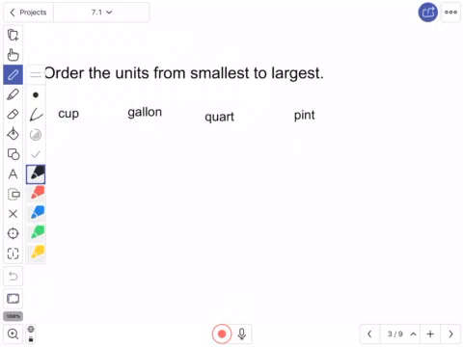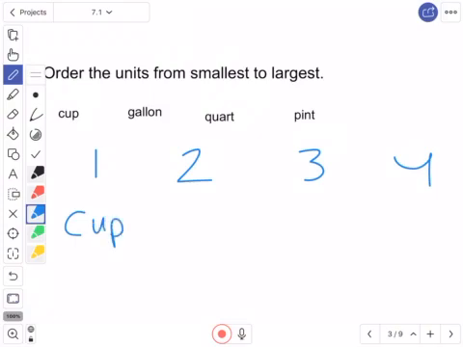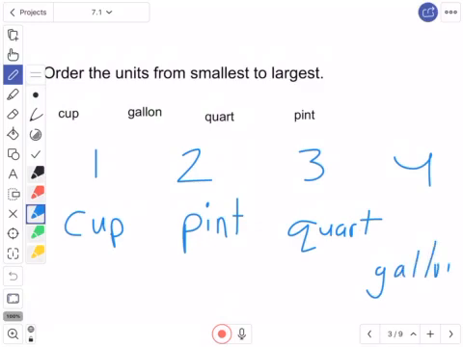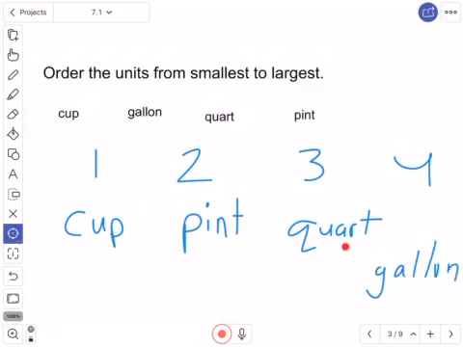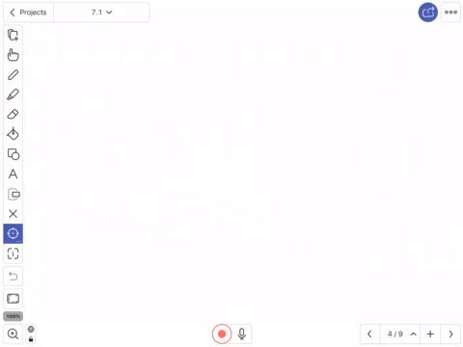Okay, so in your head, you're thinking, hopefully you can even say it out loud to your iPad. Maybe I can hear you. I really can't, but we're going to have 4 spots: first, second, third, fourth. We're going from smallest to largest. Number 1 is cup. Cup is the smallest of these. Then it comes pint. Then we get quart. Then we have finally gallon. So those are the ways to order those from smallest to largest.